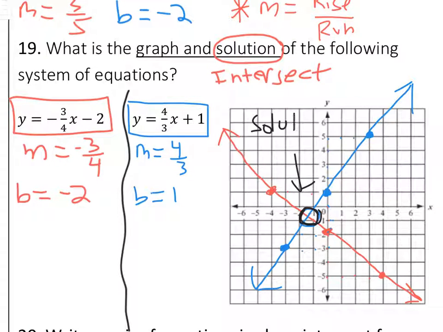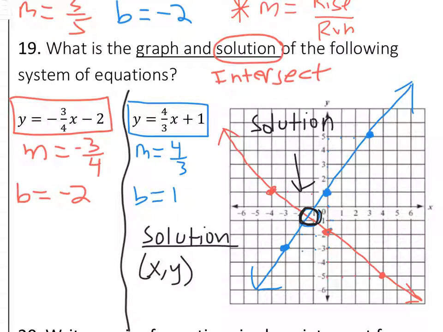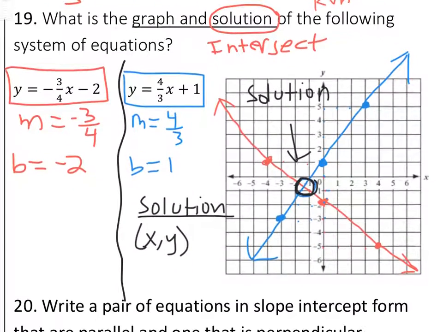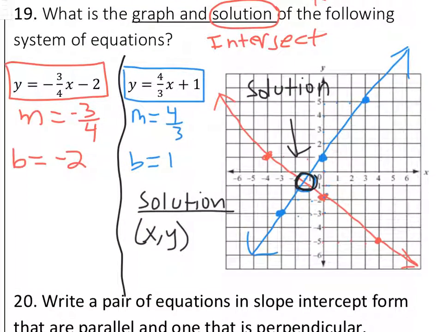You will not have one like this on your test. There will be an exact point where they intersect, but I do want to remind you the solution is going to be x, y. And when we get to class, I might actually just have you switch a couple of these numbers around so we will have an exact coordinate. But for right now, we'll just go ahead and leave it like that. Just so when you're studying, just remember that the solution to a system of equations is where the lines intersect.